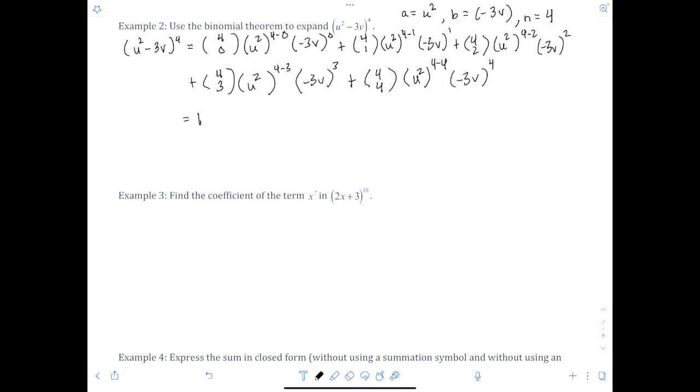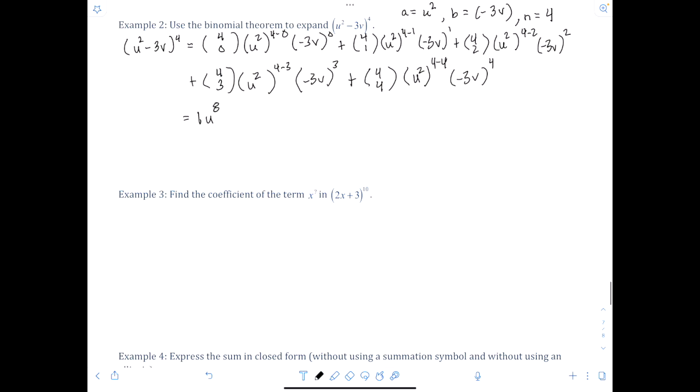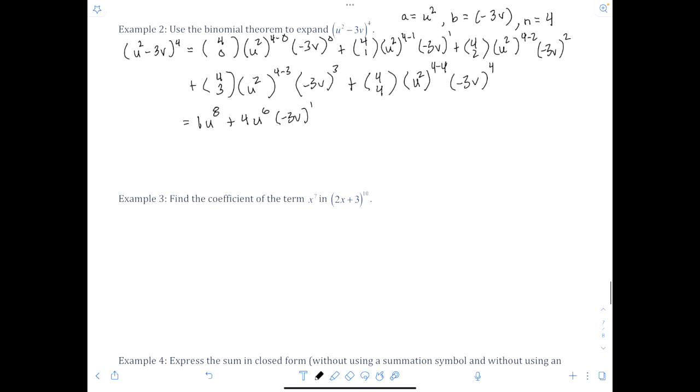U squared to the 4th is u to the 8th. Negative 3v to the 0 is 1. And then we'll have 4 choose 1 is 4, right? U squared cubed is u to the 6th. And be careful, you're going to have that negative 3v raised to the 1. So we'll simplify that in the next step. So we'll have a minus for that term.